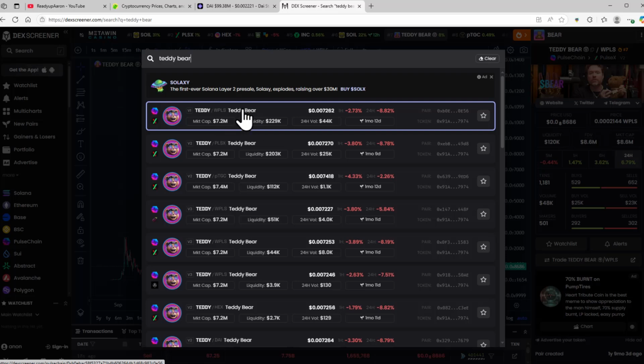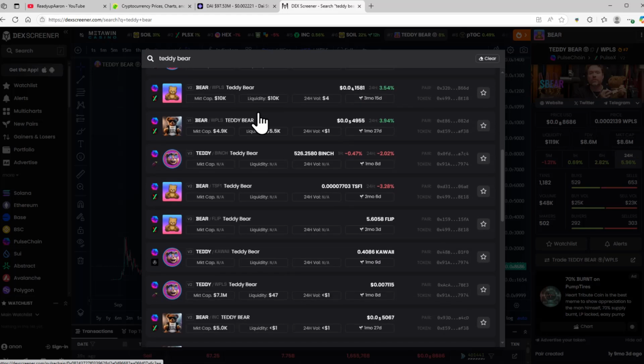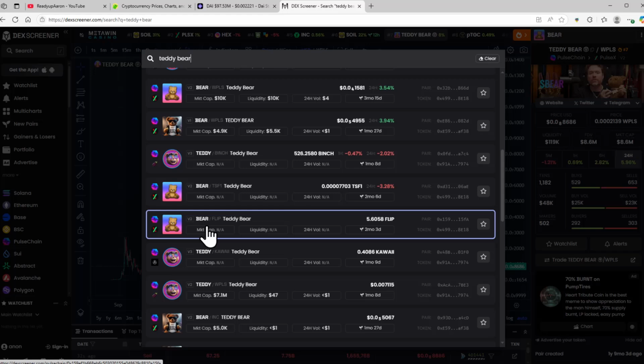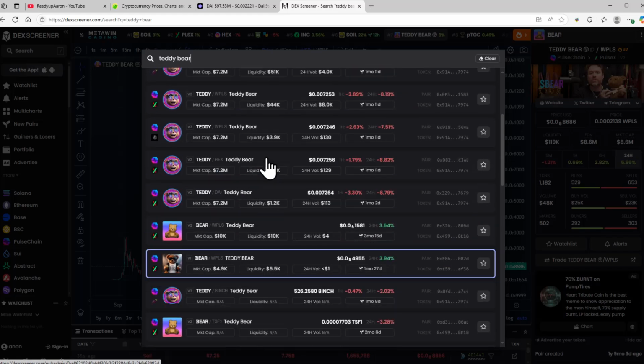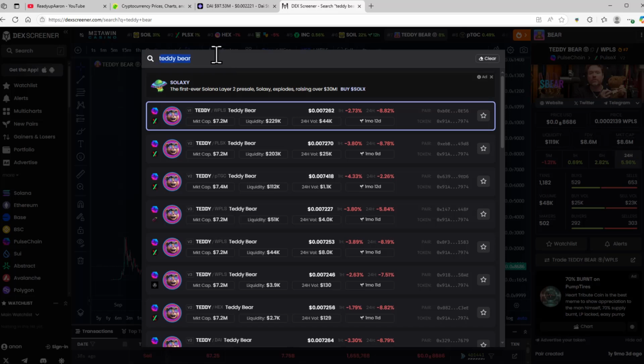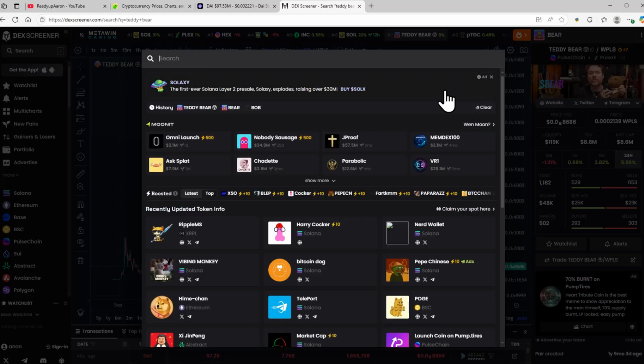This is a Teddy Bear that I believe was created recently on Pump.Tires, a platform where you can create meme tokens on the PulseChain. So there's other ones down here too. Okay, so you want to find the right one that we're doing the TA analysis on today. And it can be a little tricky, right? You'll be looking and searching for Teddy Bear and not find the one that I'm talking about.